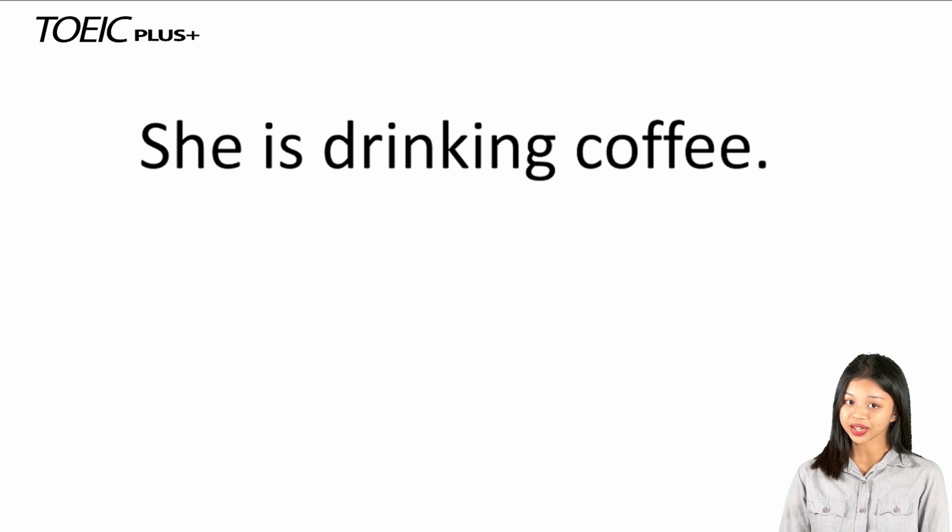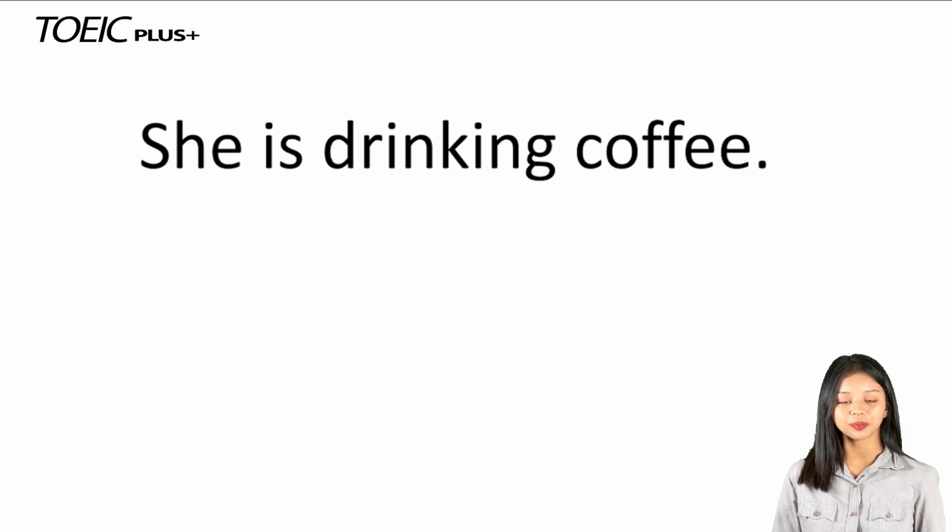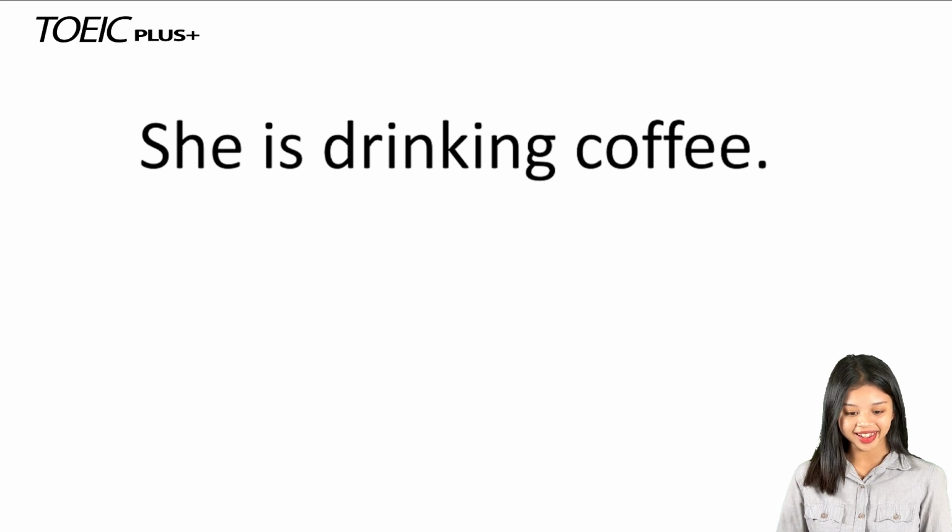She is drinking coffee. She here is our subject. It is in the singular form. Therefore, the corresponding auxiliary is the be verb is, followed by the present participle or ing form, drinking.